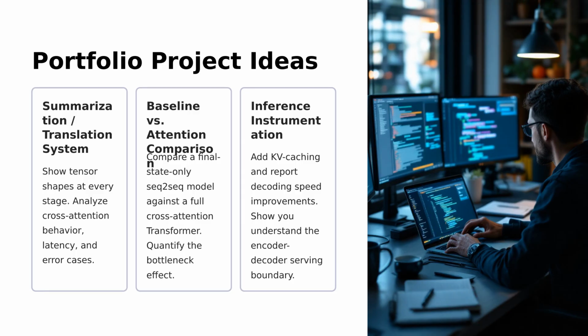Here are a few strong portfolio project ideas. First, build a summarization or translation system and clearly show tensor shapes at each stage, along with cross-attention patterns, latency, and common error cases. Second, compare a final-state-only baseline with a full cross-attention transformer to quantify the bottleneck. And finally, add KV caching at inference and measure decoding speedups to demonstrate the encoder-decoder serving boundary.